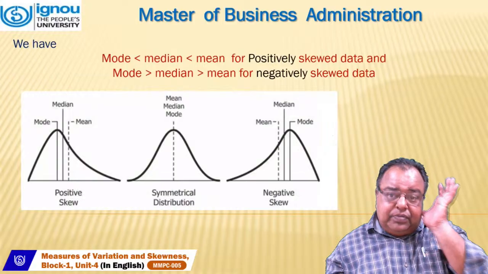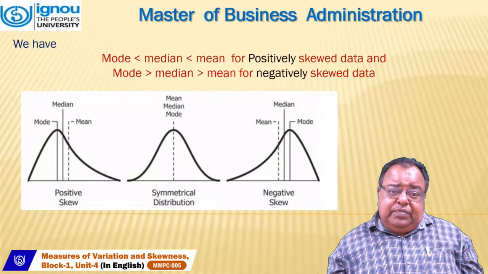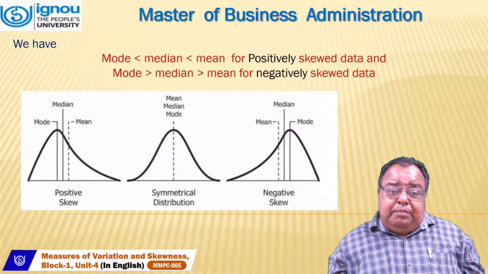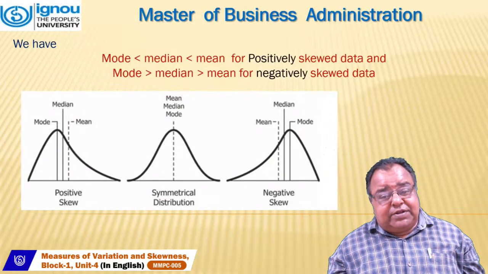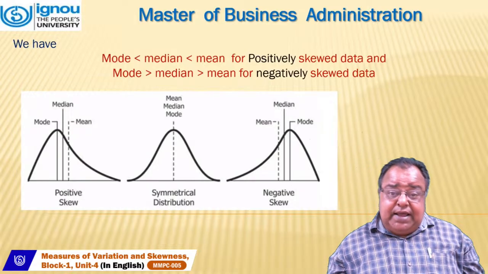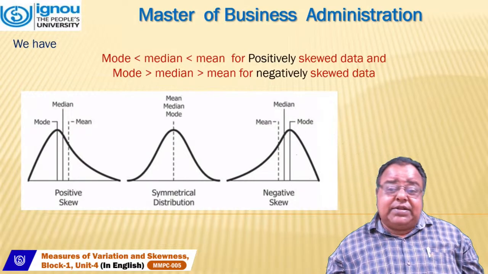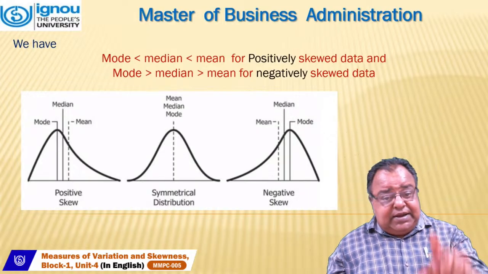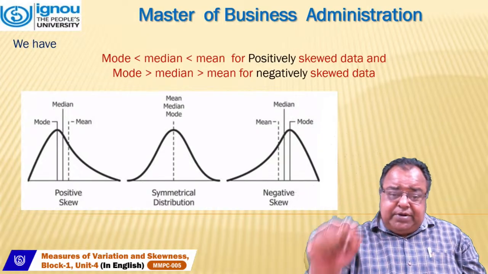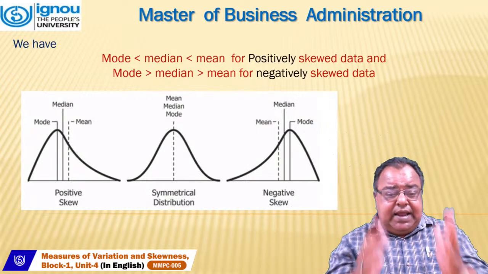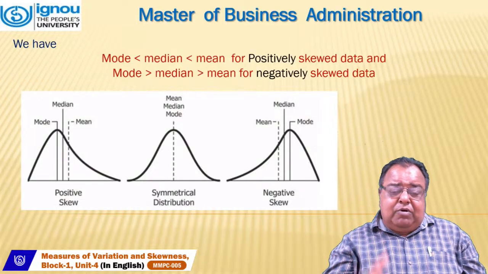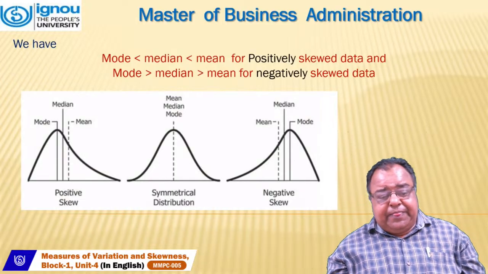Now we will see. Here you can see, if the mean is the greatest and the mode is the lowest, and the median is in between, it is positively skewed. And if the mode is the greatest and the mean is the lowest, it is negatively skewed. In the center one, you can see it is bell-shaped, symmetrical, 50% on the left, 50% on the right. In that case, we can say that mean, median, and mode, all three are equal.